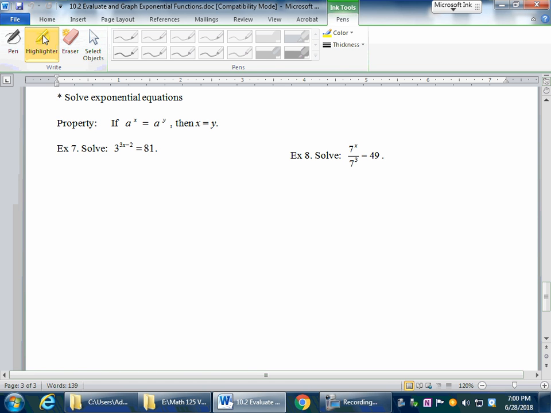If you have one exponential expression on the left hand side equal to one exponential expression on the right hand side with the same base, then in order to be equal, we can say that their exponents must be equal to each other. So we can drop the base and then just say that logically those exponents must be equal to each other.